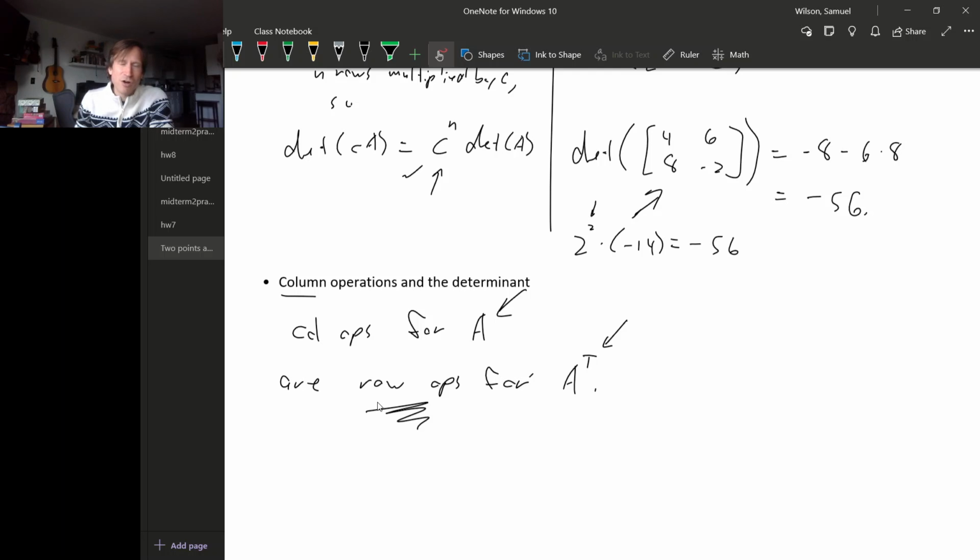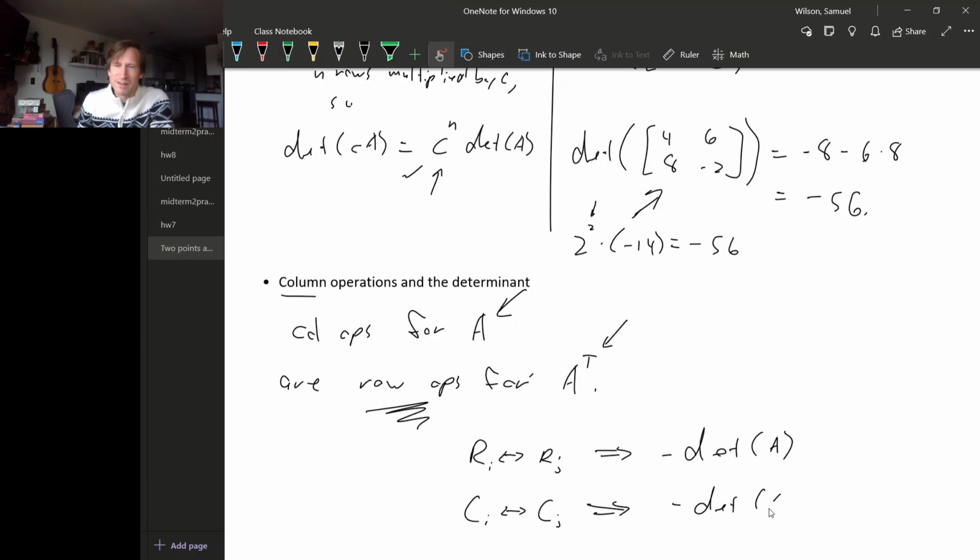Interchanging two rows switches the sign of the determinant. That's what we figured out. But that means that interchanging two columns does exactly the same thing. It also changes the sign of the determinant.